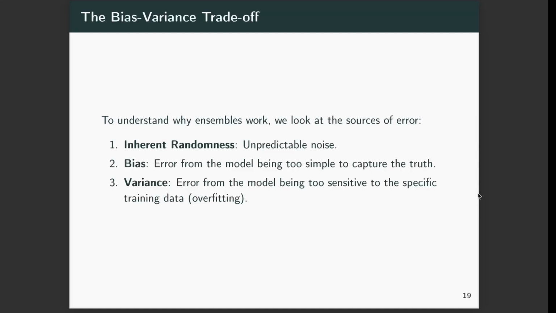The fundamental challenge of machine learning is that bias and variance trade off against each other. Simple models have low variance but high bias. They are consistent but consistently wrong. Complex models have low bias but high variance. They can potentially fit anything but are unpredictable. Finding the sweet spot is the central challenge of model selection.